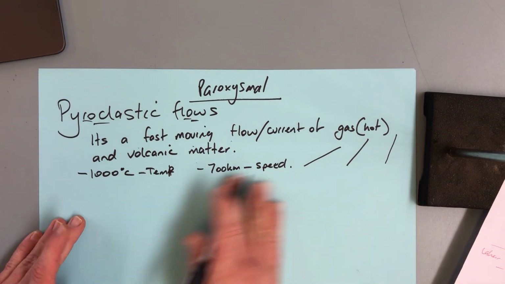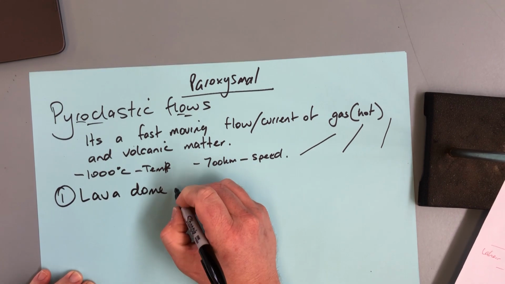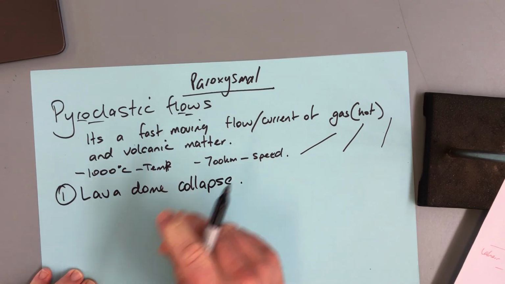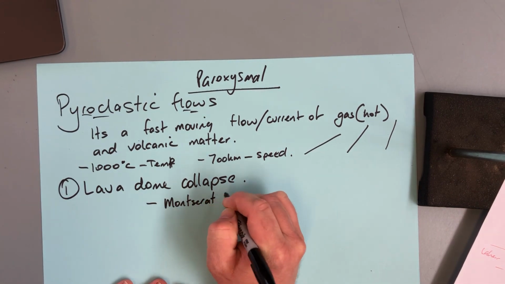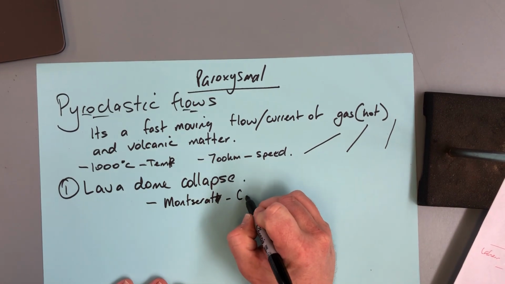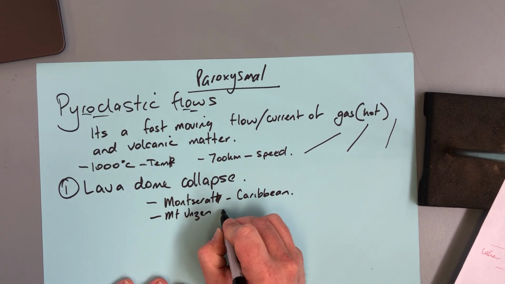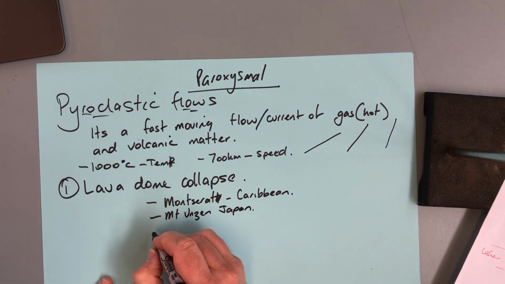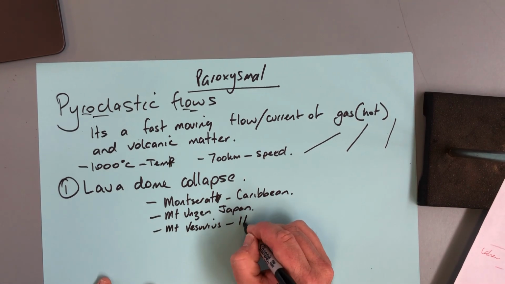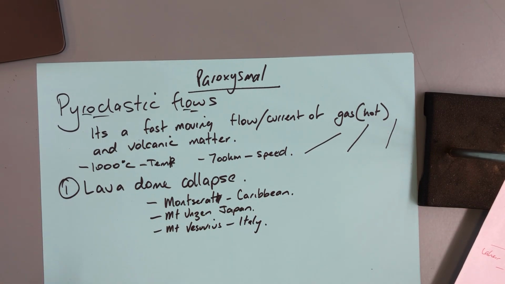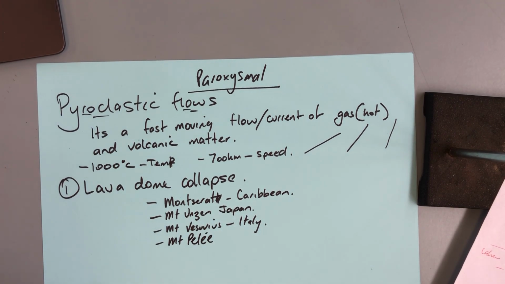There are two types. They're caused by, number one, lava dome or spire collapse. Best examples of this are at Montserrat, and that's in the Caribbean. Mount Unzen in Japan. Mount Vesuvius in Italy. Another one is called Mount Pelée, and that's also in the Caribbean.